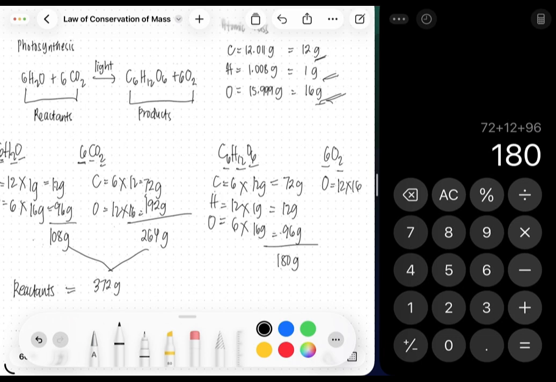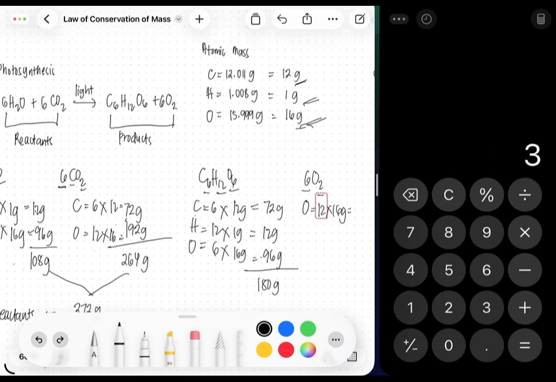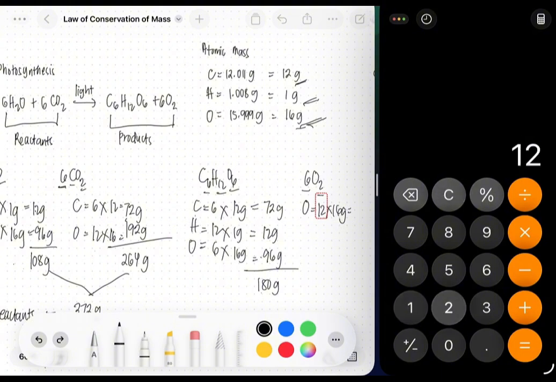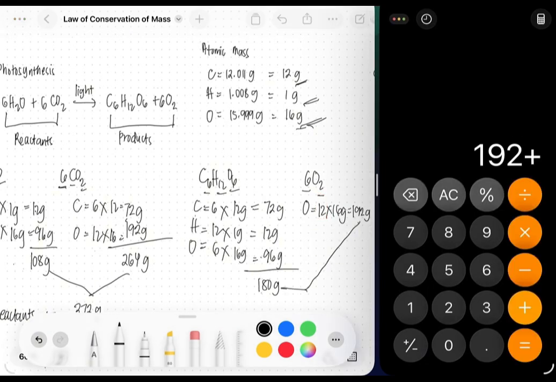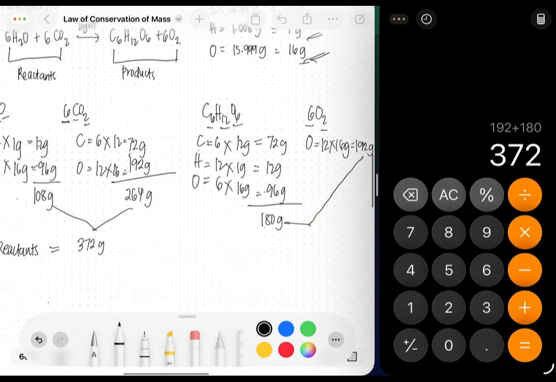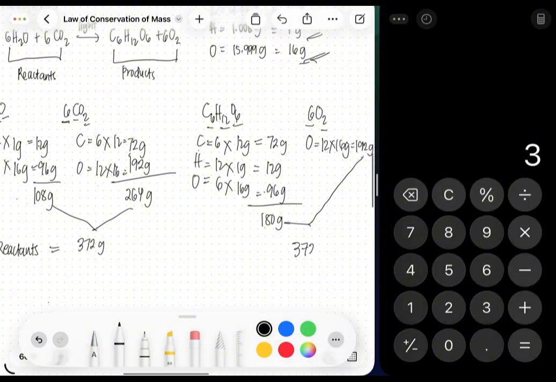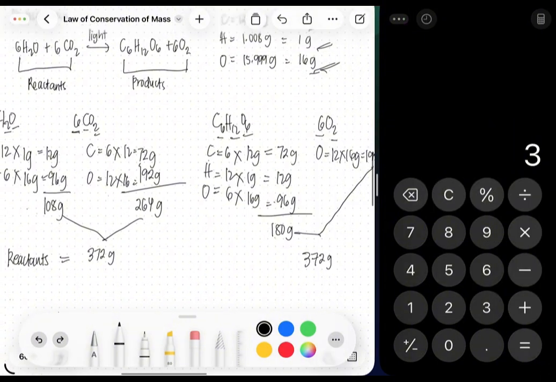times 16. So this is 12 times 16, that is 192 grams. We just need to add this. So we get 372 grams, the mass of the products.